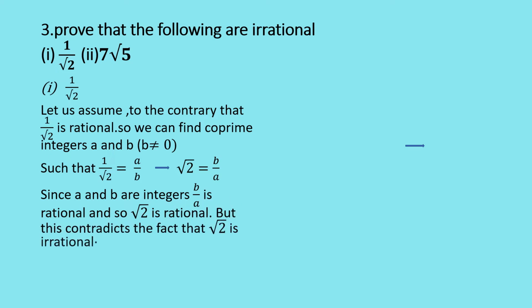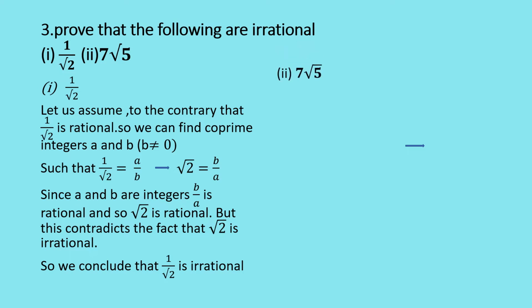Then by taking the reciprocal, you will get root 2 equal to b upon a. Since a and b are integers, b upon a is a rational number. So root 2 is a rational number. But this contradicts the fact that root 2 is irrational. So we conclude that 1 upon root 2 is irrational.